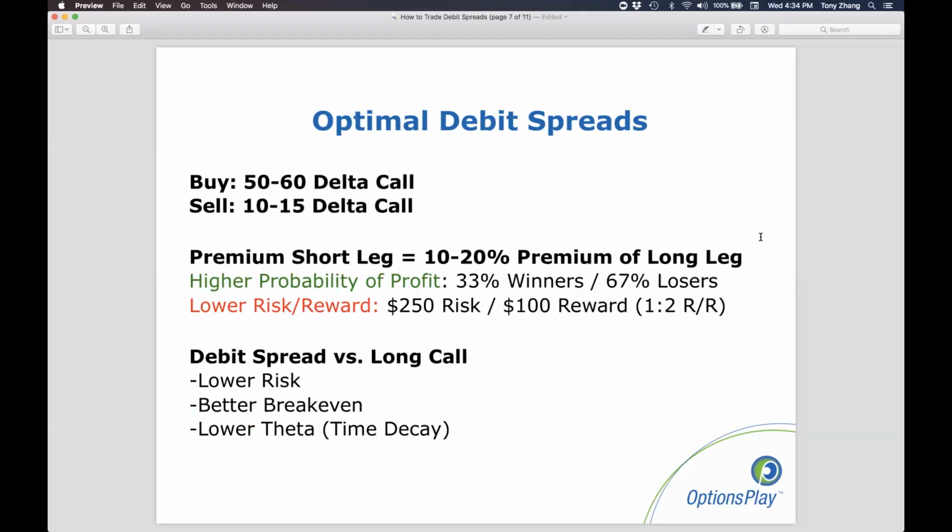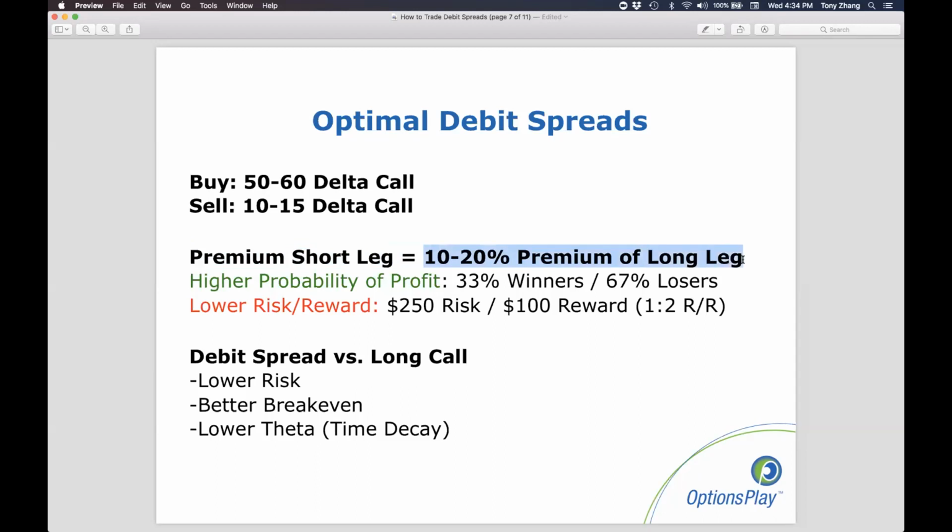What we generally find is the optimal debit spread when you're trading a directional view on a bullish or bearish stock. You generally want to buy roughly a 50 or 60 delta call or put, just slightly in the money. Then, when you're selling that leg, you want to sell a 10 to 15 delta call or put. The rule of thumb is that the premium you collect on the short leg is usually roughly 10 to 20% of the premium you paid on the long leg.